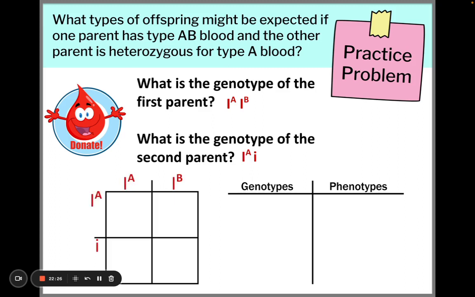I want you to go ahead and pause me and cross. Now, what'd you get? So what percentage of my offspring will have type B blood? So that's a phenotype. So I have 1. So 1 out of 4, that'd be 25%.